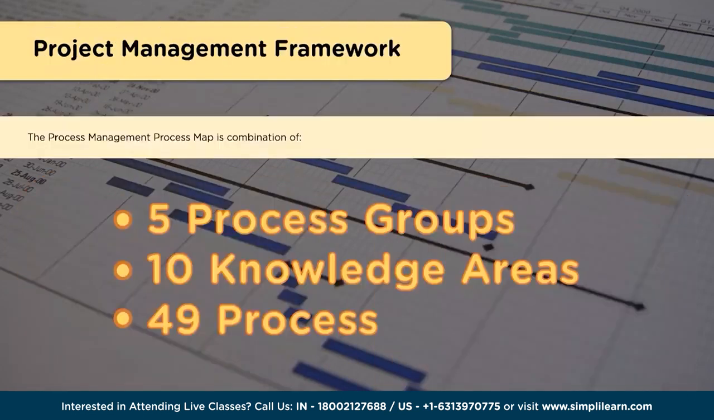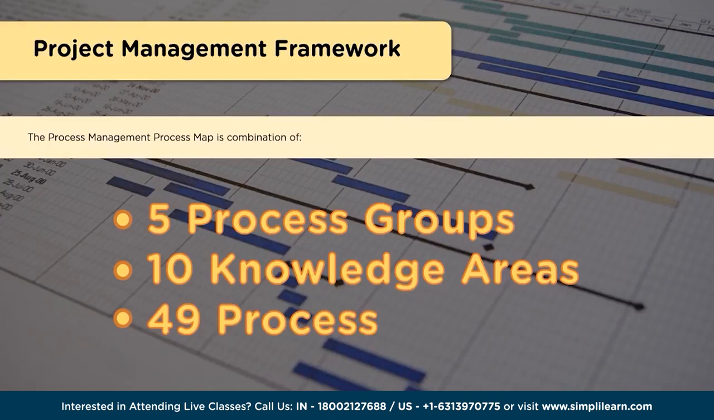The project management framework, which is defined in PMBOK, includes 5 process groups, 10 knowledge areas, and 49 processes. So when we say 5 process groups, this indicates the way the project flows, how each of these process groups are connected while the project happens in the project life cycle.